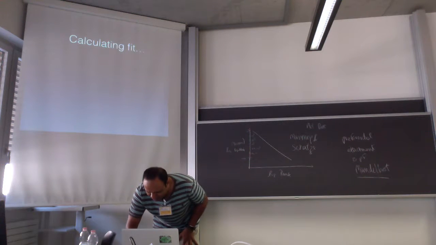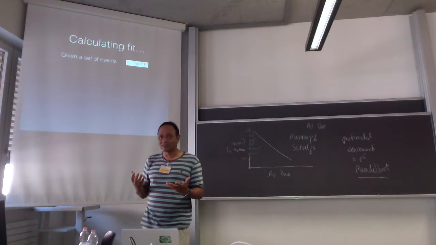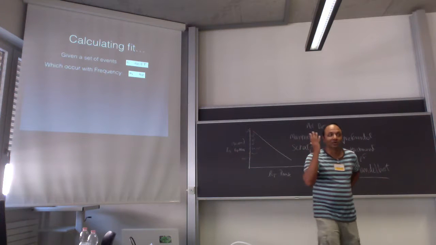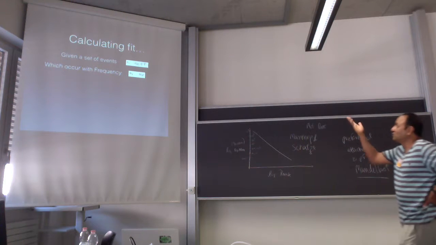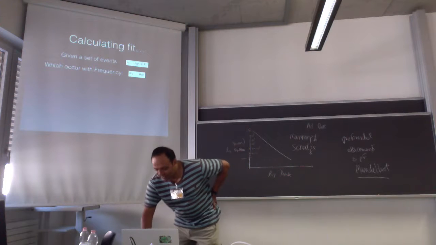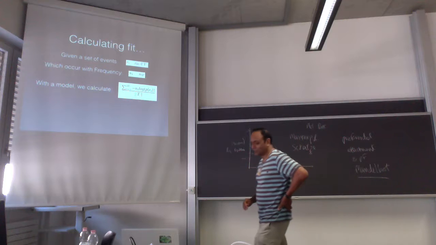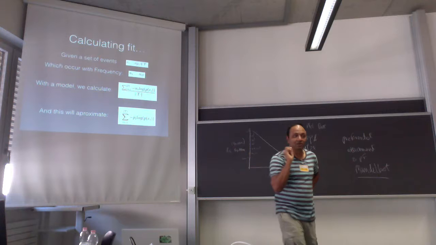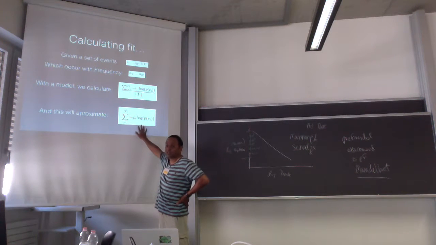The idea is, you're given a set of events in a test corpus, which occurs with some frequency. If you think of them as words, some words are more common than other words. So each word occurs a certain number of times. And then we calculate this average, which gives you the average entropy per token.